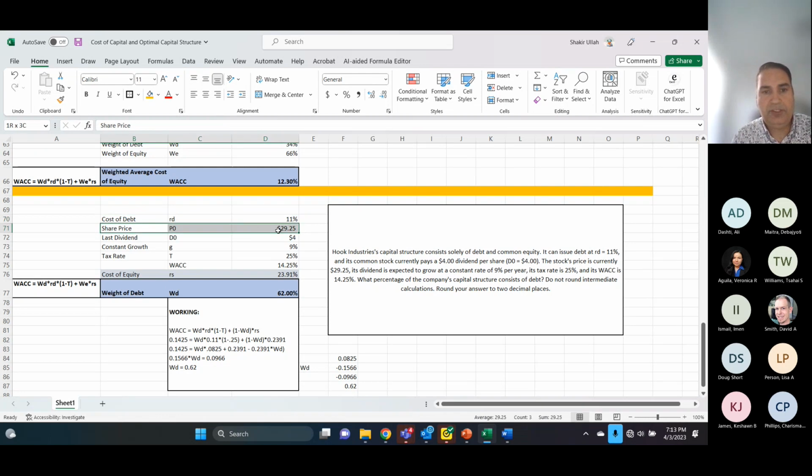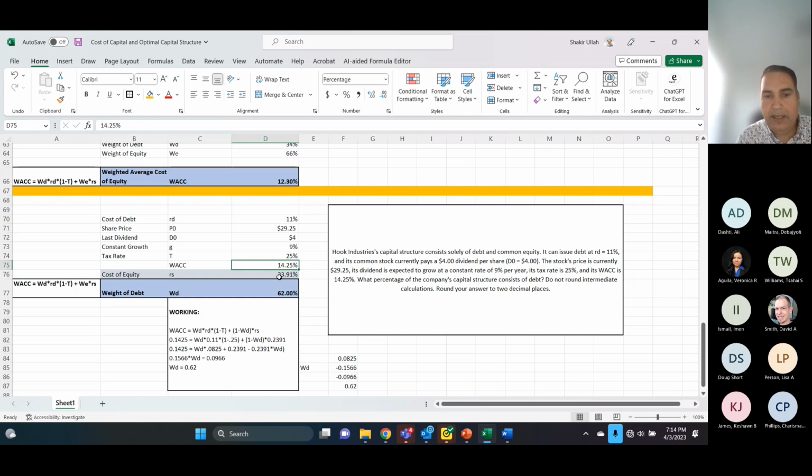So current stock price P0 is $29.25. Last dividend D0 was $4. Constant growth G is 9%. Tax rate is 25%. All right. Furthermore, what is given to us? Well, its WACC is 14.25%. So WACC is given to us, actually. We don't have to calculate WACC. That is given to us.